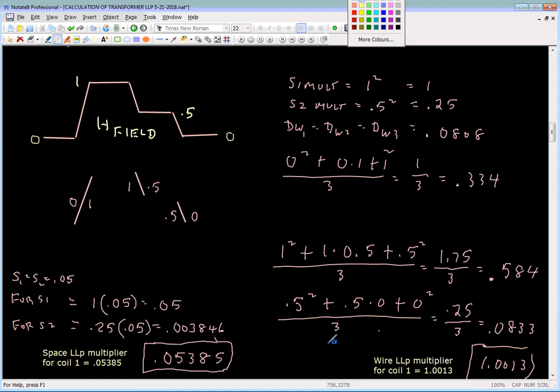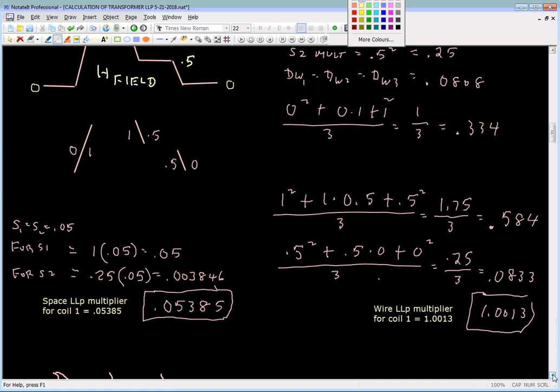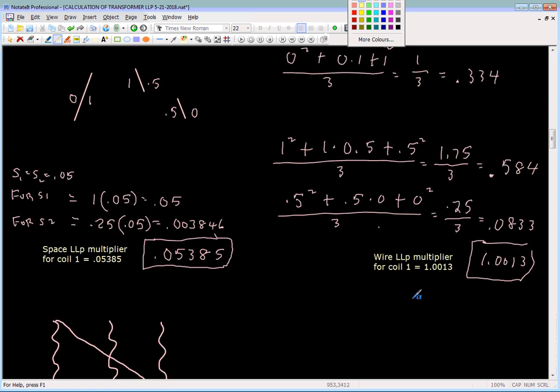The third one is 0.5 squared, that's the left. Here's the right. 0.5 squared plus 0.5 times 0, which is 0, plus 0 squared, which is 0. So it's simply 0.25 over 3, or 0.0833. Now, if we look at the LLP wire multiplier, that's this number, 1.